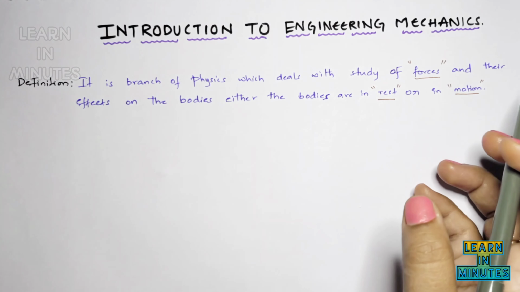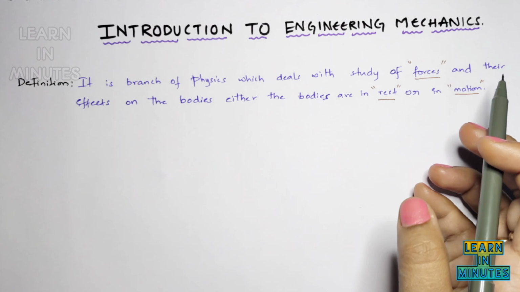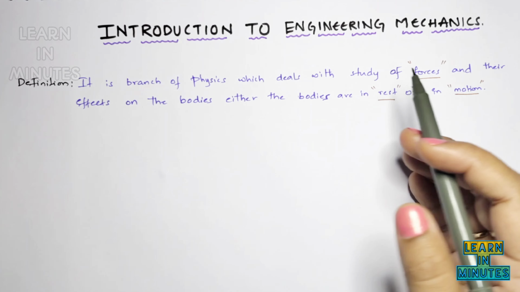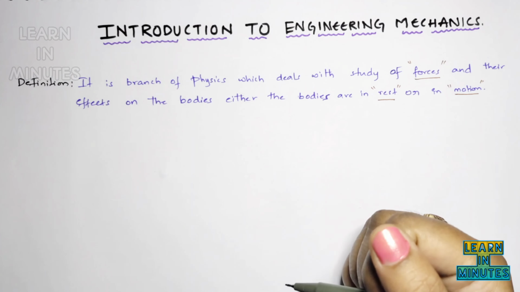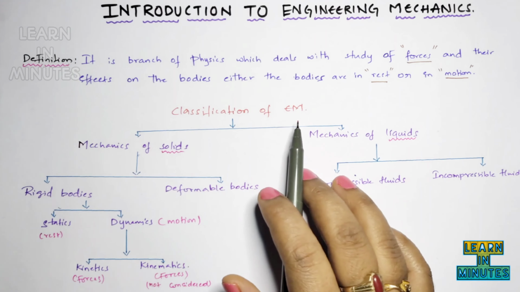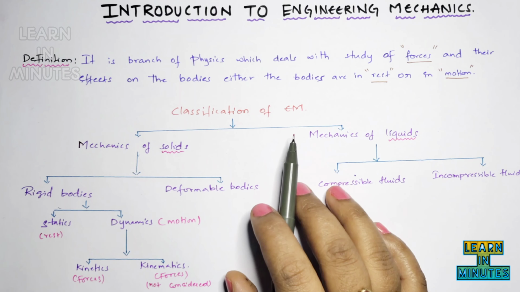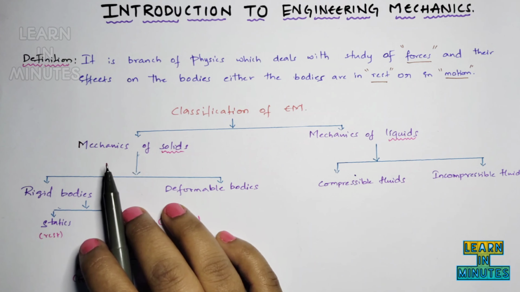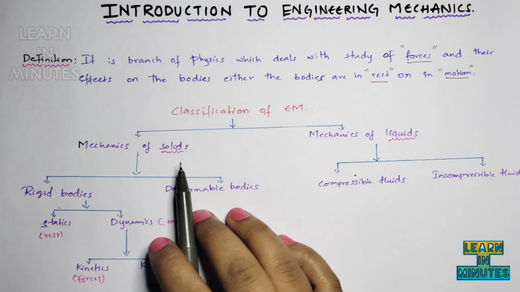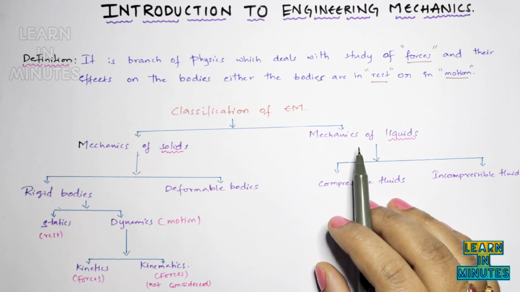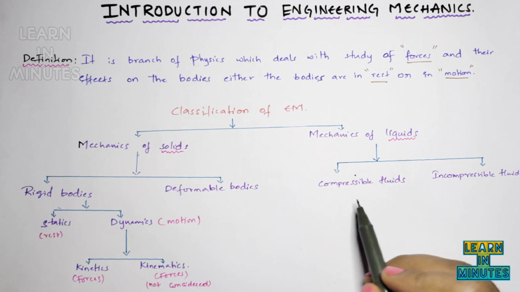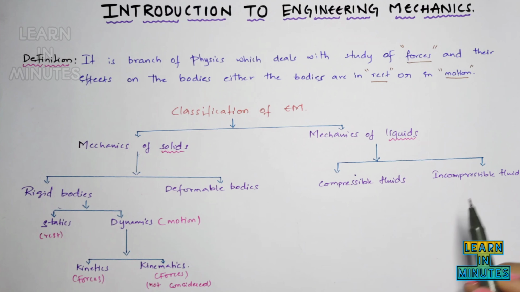Now let us classify the various branches of engineering mechanics. Based on the nature of the body the forces are applied to, engineering mechanics is classified into various types. As we said, it is classified on the basis of the nature of the bodies. It is divided into two main branches, mechanics of solids and mechanics of liquids. First we will go to mechanics of liquids. It is divided into two more types, compressible fluids and incompressible fluids.